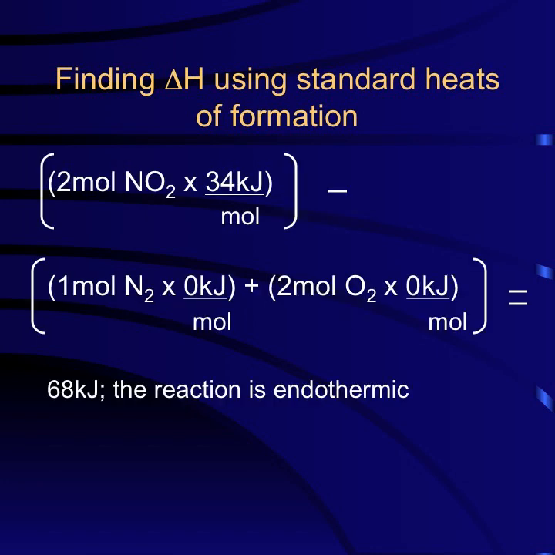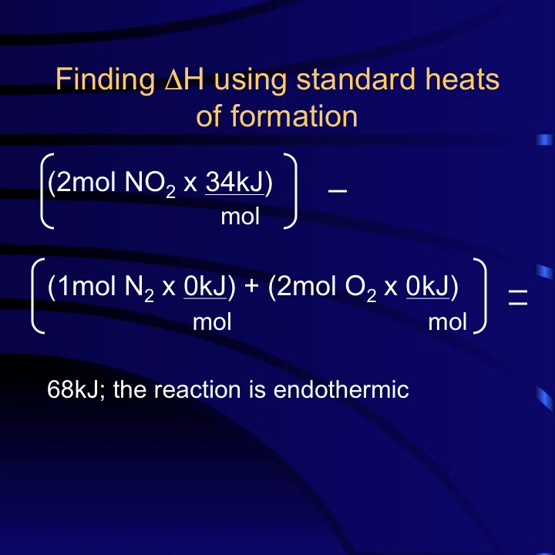So I first start with my products. I only have one product. It's 2 moles of NO2 gas. I look up its value in the chart and I see that it's 34 kilojoules per mole. Notice I've multiplied 2 moles of NO2 times 34 kilojoules per mole. My moles will divide out. They are my only products, so I have nothing else to do for my products.